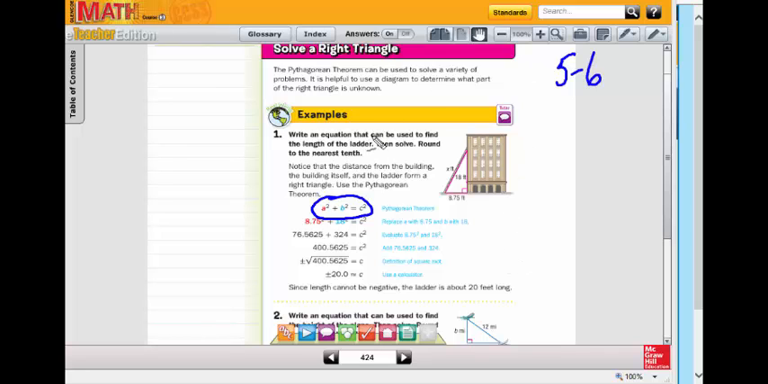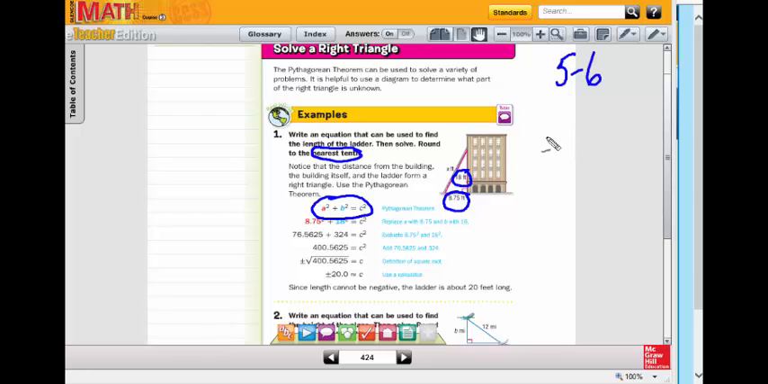For example, here we have problem number 1, which asks us to write an equation that can be used to find the length of the ladder and then solve, rounding to the nearest tenth. Remember, we're always going to round to the nearest tenth for these Pythagorean theorem problems. So we have two legs here. We have 8 3/4 feet, or 8.75 feet, and we have 18 feet. So the ladder reaches 18 feet into the air, and it's 8.75 feet from the wall at its base.